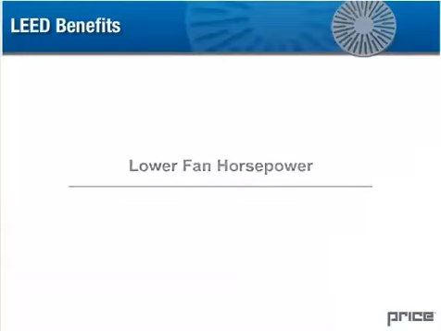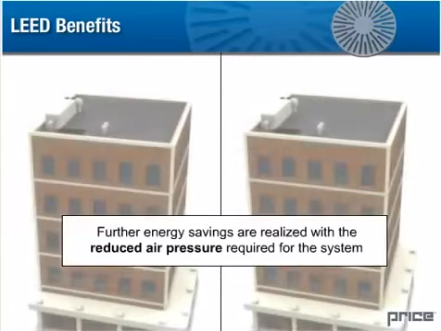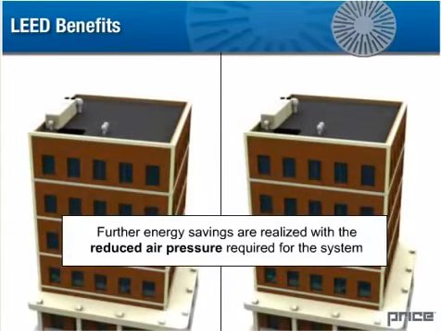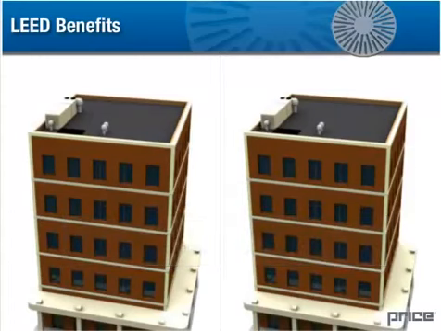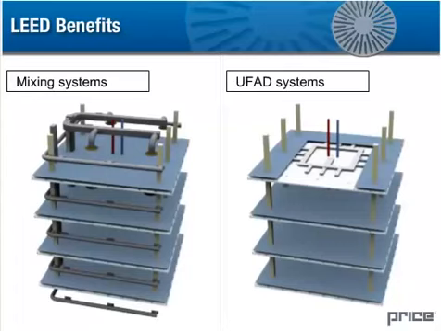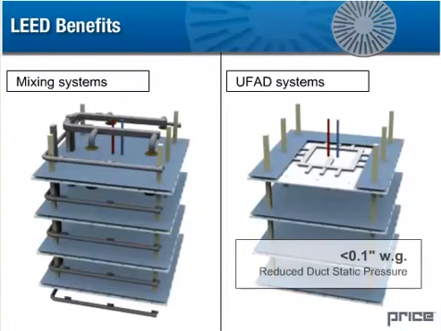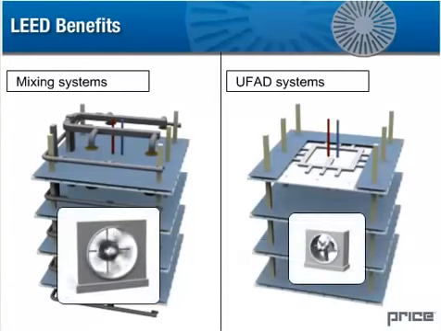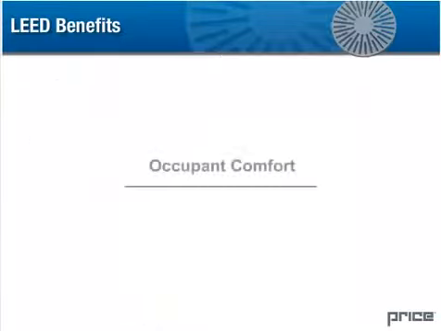Lower fan horsepower. Further energy savings are realized with the reduced air pressure required for the system. This reduced air pressure is a direct result of the lower fan horsepower needed to supply the lower density ductwork. UFAD installations typically work at a plenum pressure of less than 0.1 inches water gauge, reducing duct static pressure and the fan requirements for the system. Reducing the fan requirements usually means smaller equipment and therefore a reduction in initial capital cost of the HVAC system.